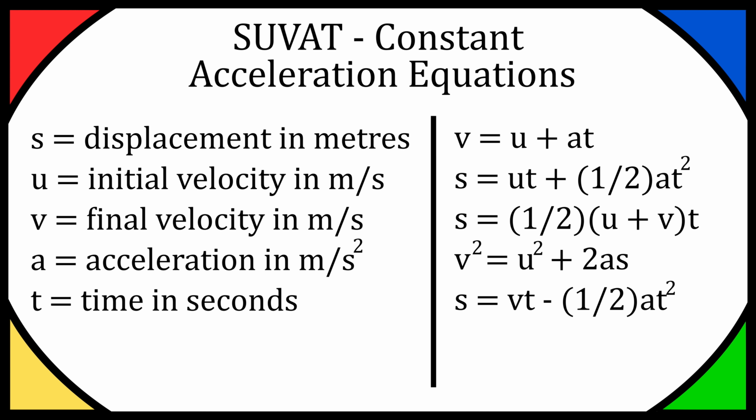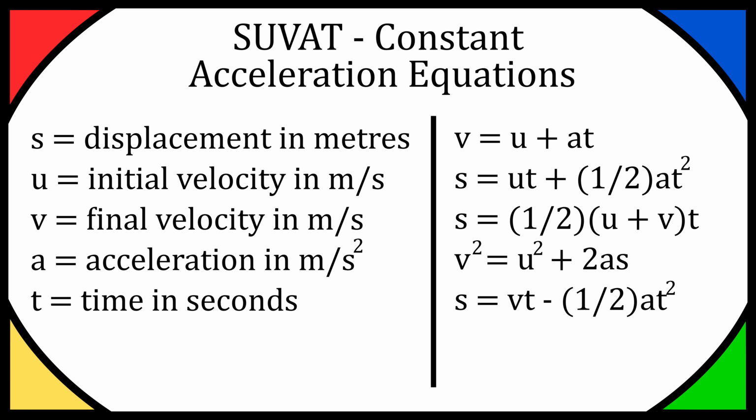So starting with SUVAT and its definitions, we're going to start with S, which is displacement in meters. So displacement is basically distance, except it's relative to 2 points. That's because with the questions we're going to be working with, we're going to be starting with, for example, a projectile, and it will start in one spot and then end up in another spot.